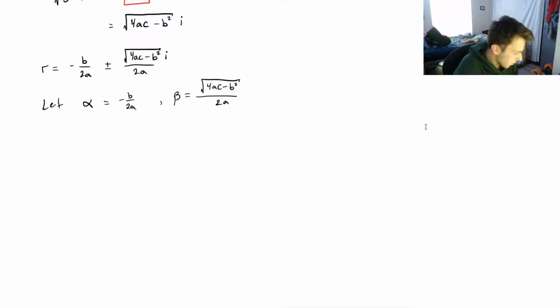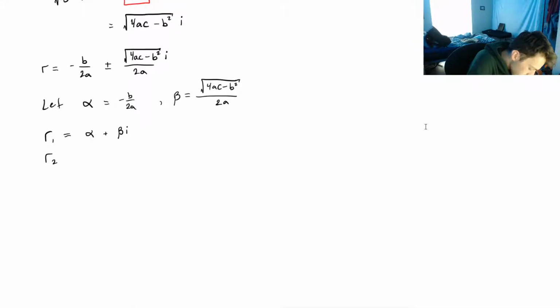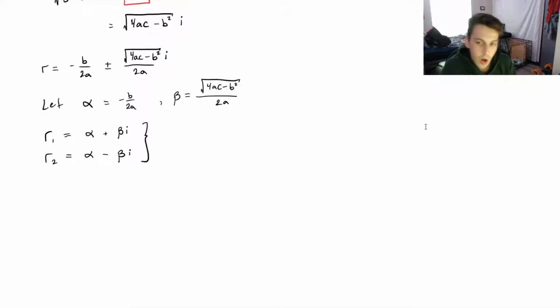So what can we do now? We know that because of the quadratic formula, one solution will be alpha plus beta i. Our other solution will be alpha minus beta times i. Okay? And I know this is still all in variables, but just bear with me. We're going to follow through with this.